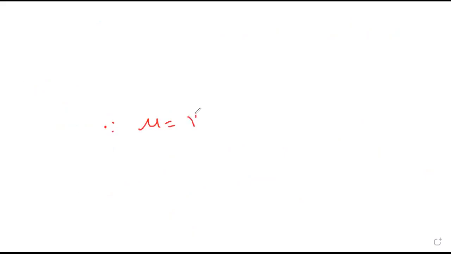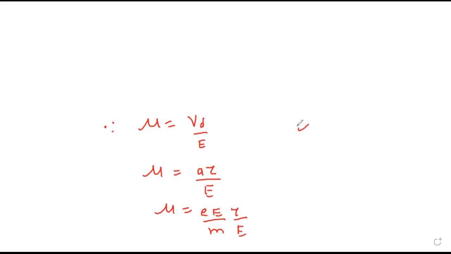Since mobility is drift velocity upon E, and drift velocity is a into tau, mobility is a into tau upon E. Here a is force upon mass, that is E into e upon mass m. So mobility is also e by m into tau. Please write this one. Sometimes they can ask which one is the correct expression for mobility. It is also e tau upon m.